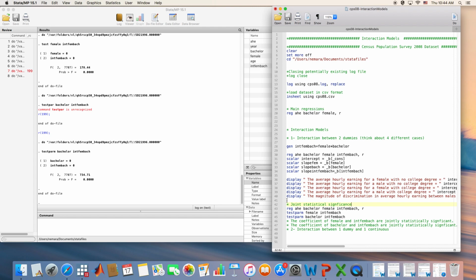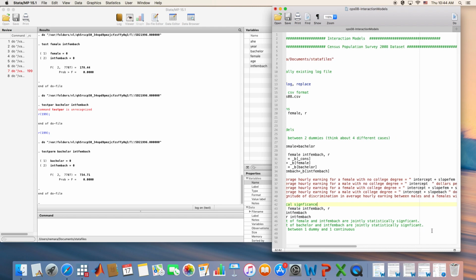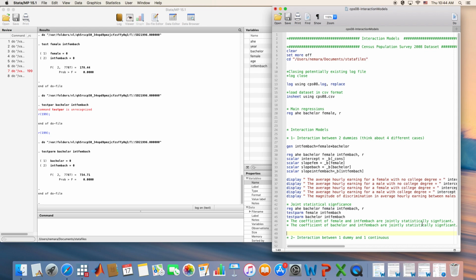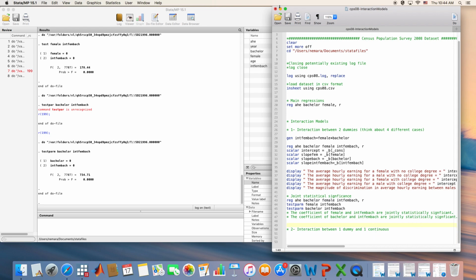significance. Okay, next let's do the next one, which is interaction between one dummy and one continuous. So I know we have bachelor, which is a dummy. I know we have female, which is a dummy. We have the variable age that we haven't used. So let's create a dummy out of this variable. Of course, I can use female and bachelor to have a dummy versus continuous with age, but let's just show you something different.